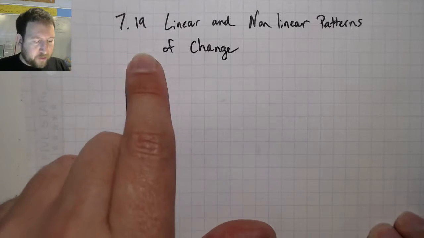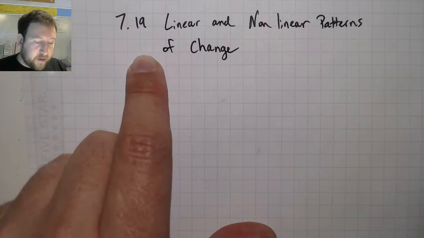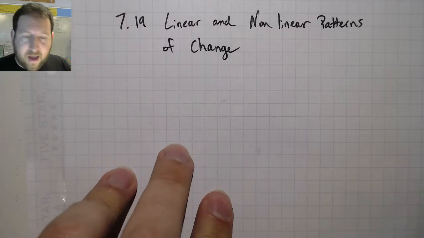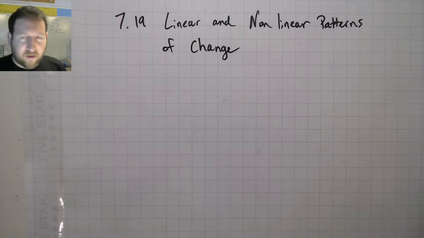All right, we're going to go on to section 7.19, linear and nonlinear patterns of change. It's the last section in chapter 7, which is pretty exciting. And it's actually not too bad. There's just kind of one rule that we're going to be talking about.